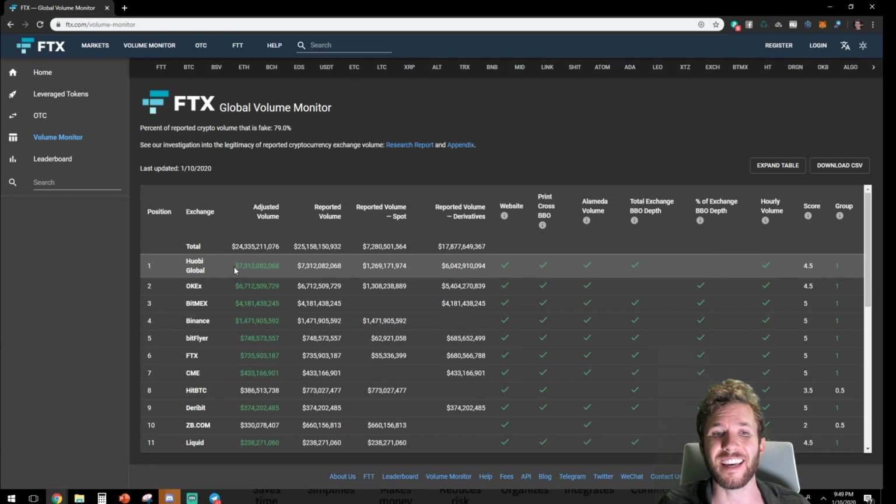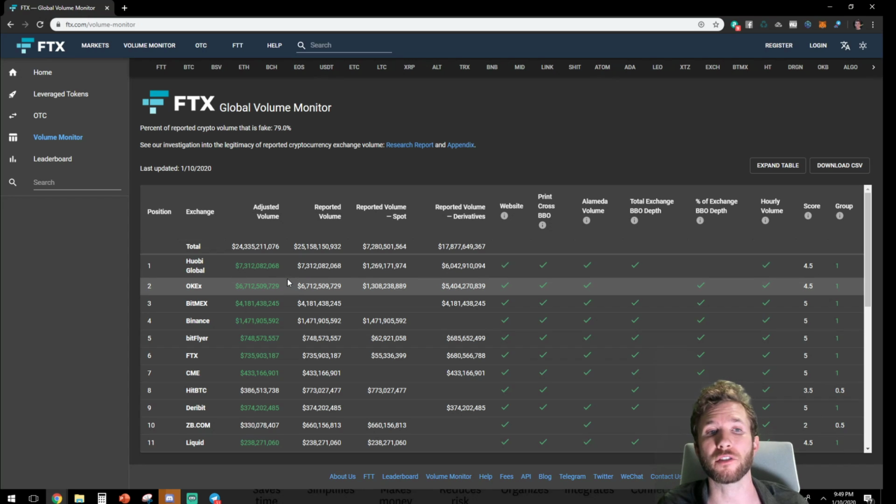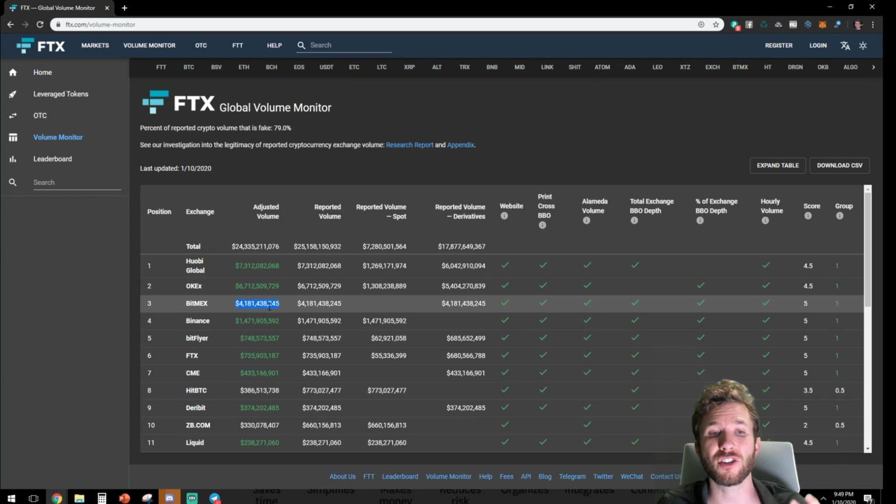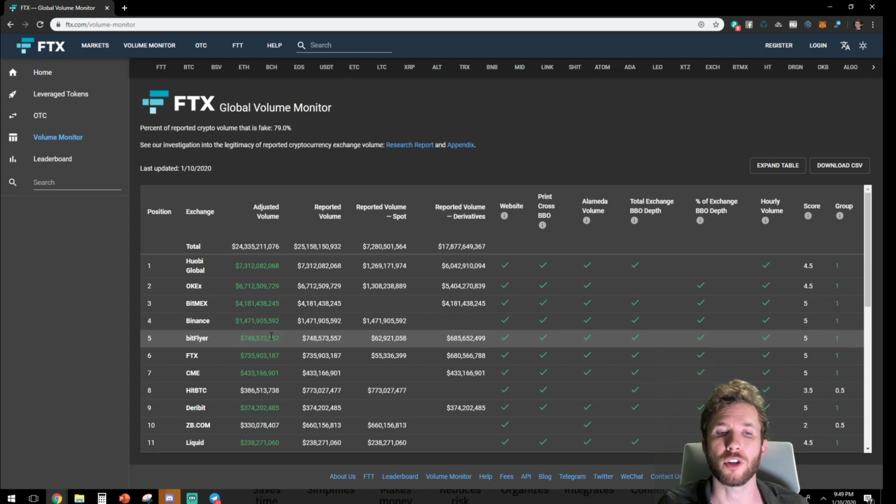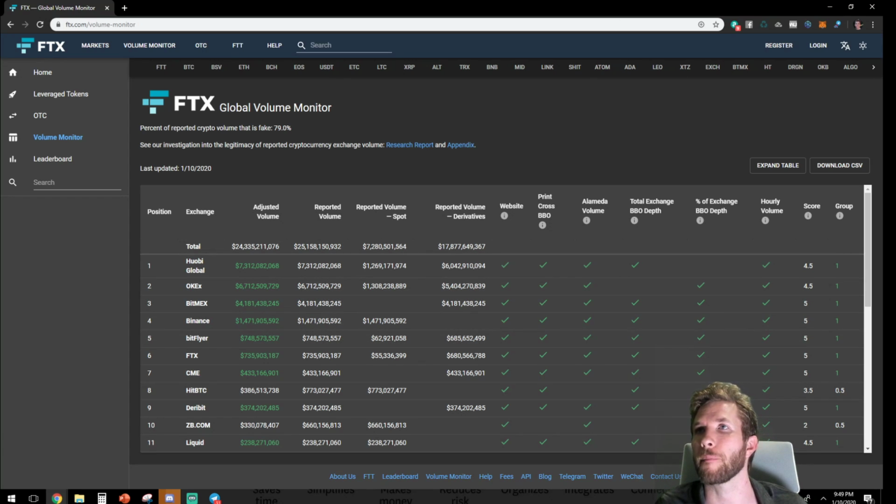So what we can see is Huobi Global is a massive player in the market, $7.3 billion worth of adjusted volume. And BitMEX is actually third. Binance is fourth. So you got to look and you got to see who's kind of driving the market and where those volumes are at.